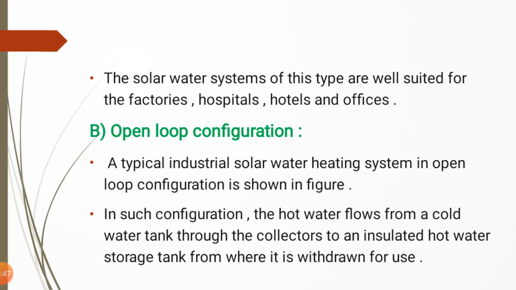Now the second type is the open loop configuration. In the open loop configuration, there is a separation of two tanks, a cold water tank and a hot water tank, and there is no loop process. That means there is no particular cycle which repeats again and again. But in a closed loop circulation, the cycle repeats again and again, so a closed loop is formed. In open loop, this does not happen. So let's see a typical industrial solar water heating system in an open loop configuration, as shown in the figure.